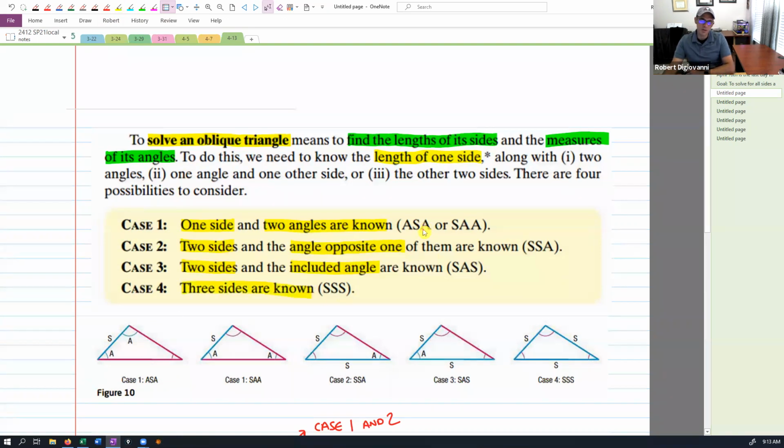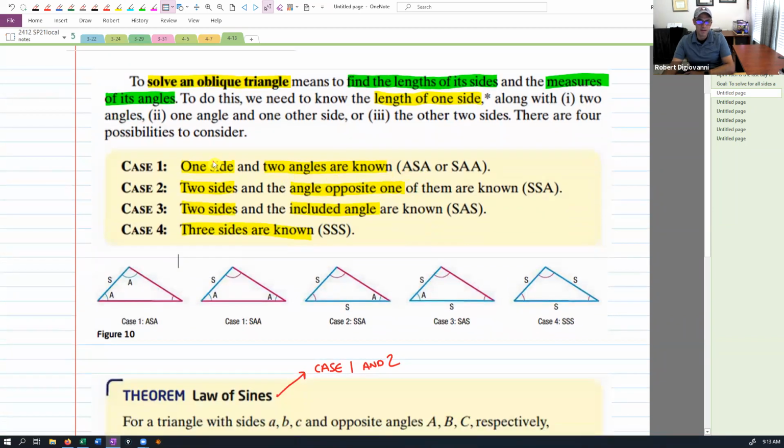Most textbooks give you these little acronyms to help you. This means you have the angle, side, angle. This means you have side, angle, angle. This means you have side, side, angle. This is side, angle, side. This is side, side, side.